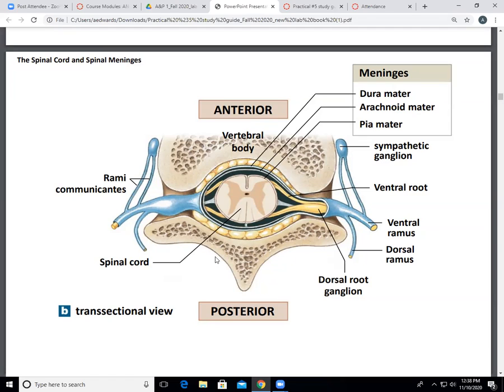Doctor, yes. What's the blue layer on top of the yellow? The blue layer on top of the... Yes, sir. Right there.